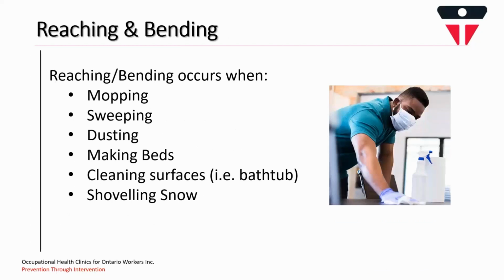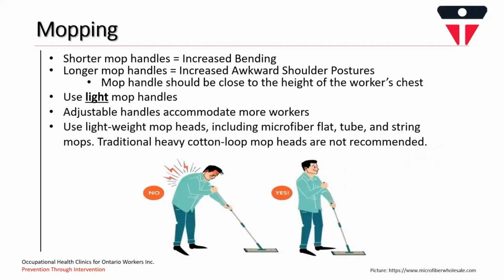Now, when we look at motions like reaching and bending, occupational cleaners do this when they're mopping, sweeping, dusting, making beds, and cleaning surfaces like bathtubs or toilets and shoveling snow. So we're repeating some of these, but we're looking at them now in terms of the reaching and bending motions. So when you're mopping, what to consider is the mop handles themselves. If you have a short mop handle, it's going to increase the amount of bending, whereas if you have longer mop handles and your grip is at the top of that handle, you're going to have awkward shoulder postures because you're going to be abducting.